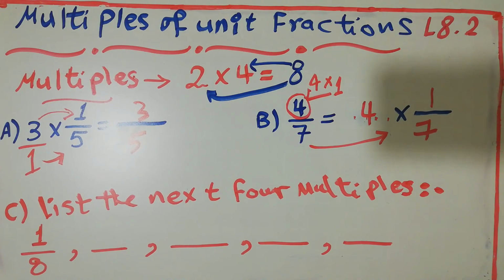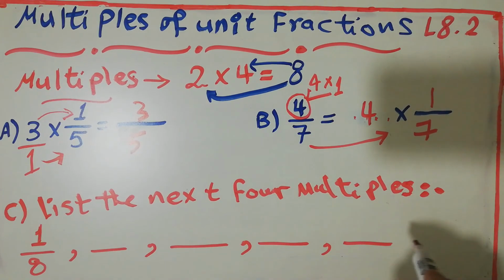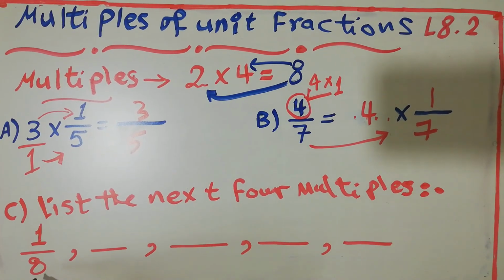Okay, how can we list the next 4 multiples of a given fraction like this, 1/8? How can we find multiples? We increase each step by 1. Increase the numerator by 1. Here 1/8, then what will it be? It will be 2/8. Here 1 plus 1 equals 2. Then we write here 2/8.